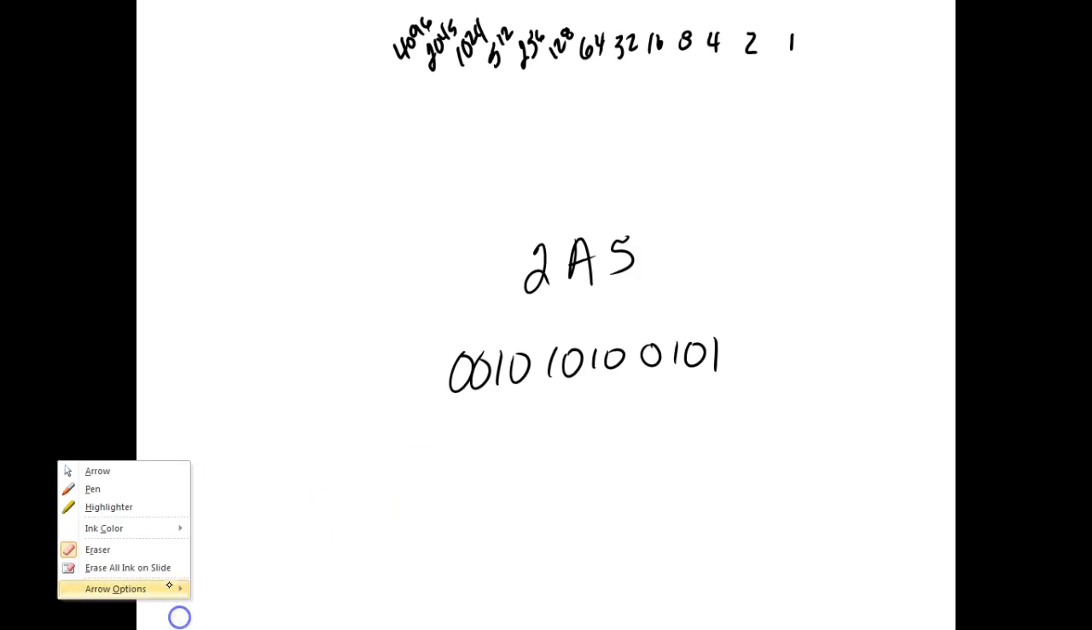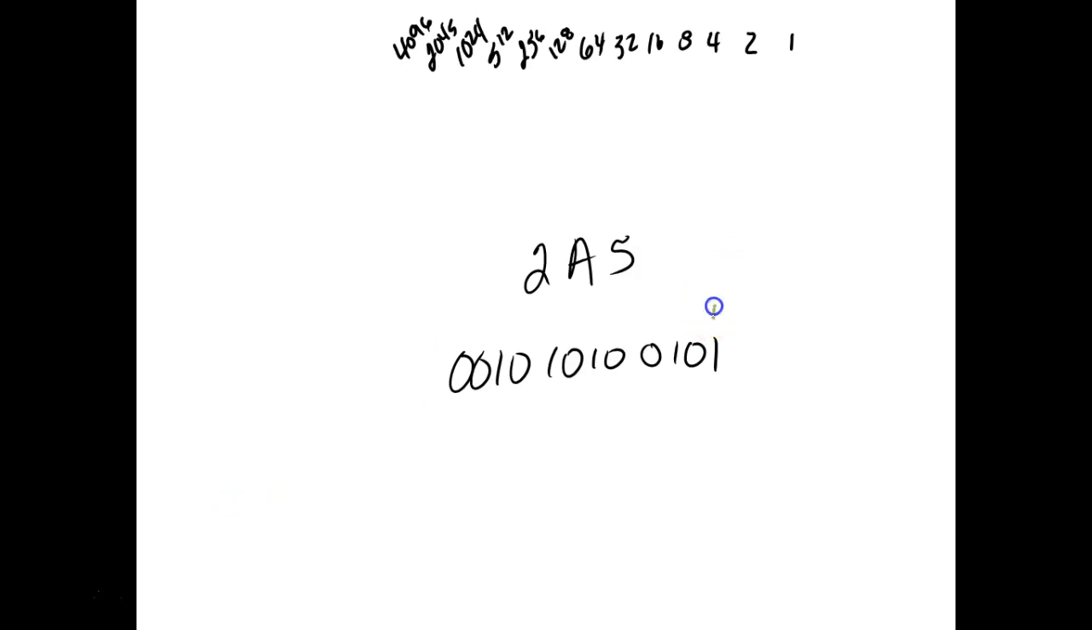Base 2, what am I going to do with base 2? I'm going to come up here and write the powers of 2 chart, right? The decimal equivalent of the powers of 2. 1, 2, 4, 8, 16, 32, 64, 128, 256, 512. I'm going to add 512, 128, 32, and 5.